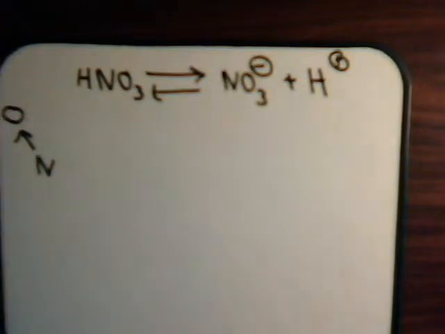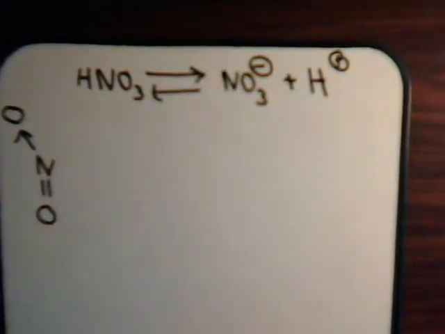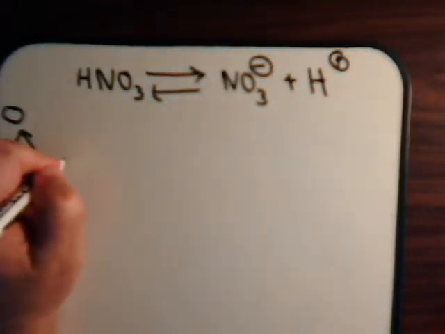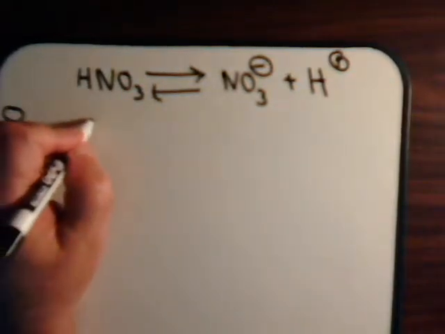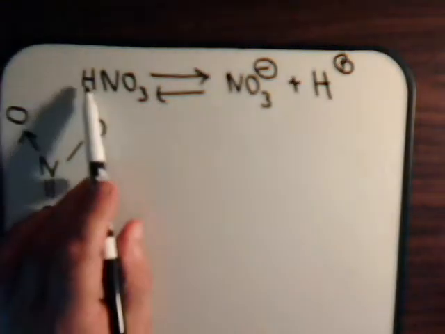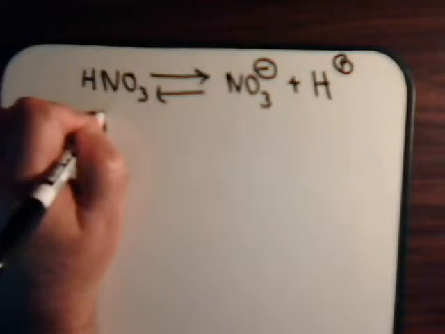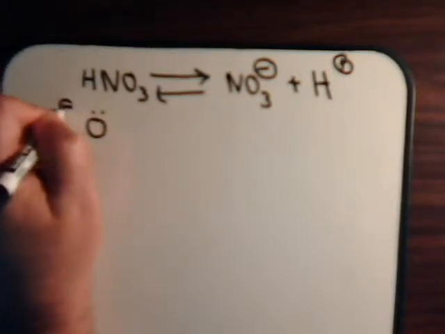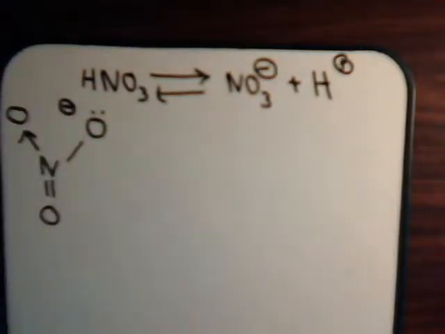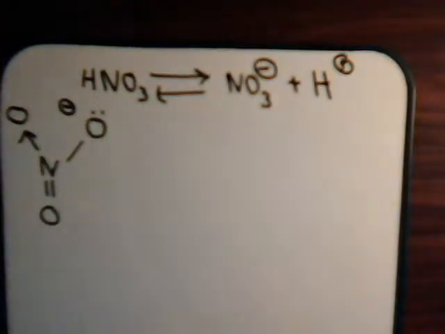coordinate bond here, a double bond to oxygen, a sigma bond to this oxygen, which now has a negative charge because it lost the hydrogen, and this now has a lone pair of pi electrons.